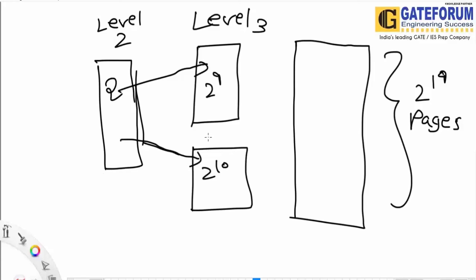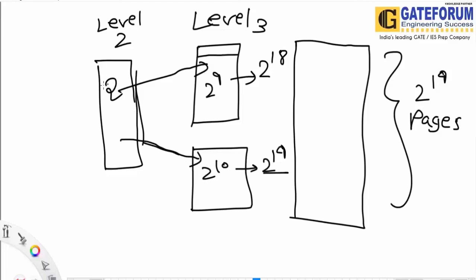Because if we check, it is 2 raised to 19 pages in total. Every entry of this level 3 can point to 2 raised to 9, so in total it can point to 2 raised to 18. Because every one is 2 raised to 9, you can consider it 2 raised to 18. So for 2 raised to 19, we require one more level of page table, which will point to 2 raised to 19, or we could also point to 2 raised to 20, but we can take 2 raised to 19.